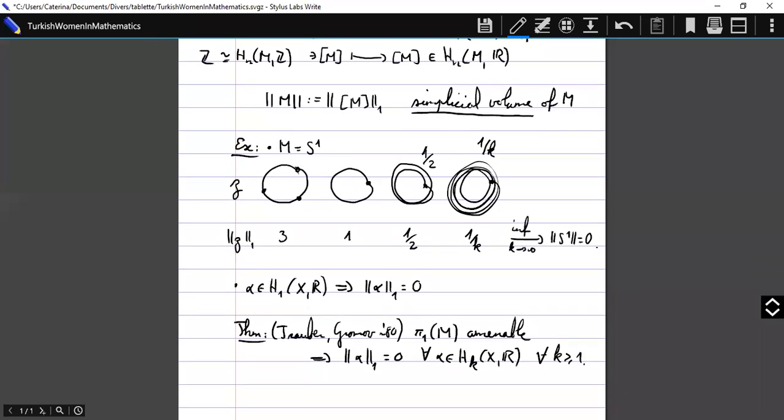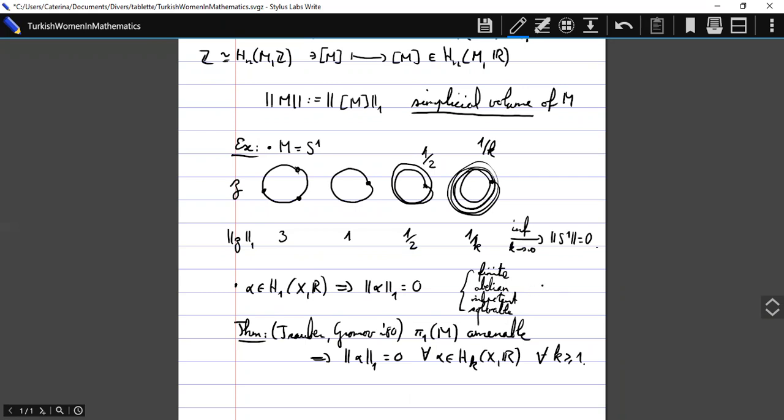In degree 0, no, because in degree 0, you have a bunch of points, and the L1 norm is just counting how many points you have. But from degree 1 and further, then the L1 norm vanishes. I'm not sure if you are familiar with the notion of amenable group, so let me give some examples. Finite groups are amenable, abelian groups, nilpotent, solvable. All these types of groups are amenable.